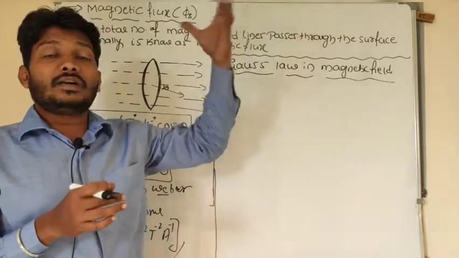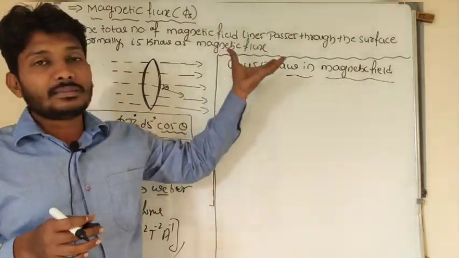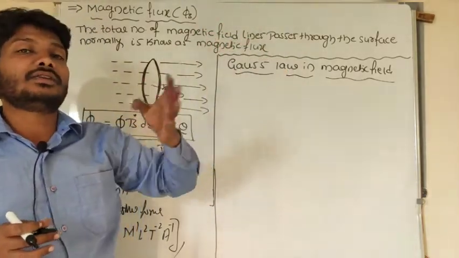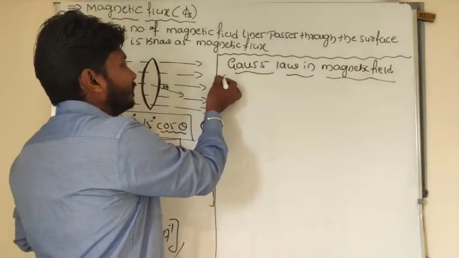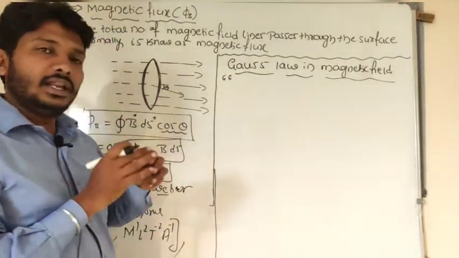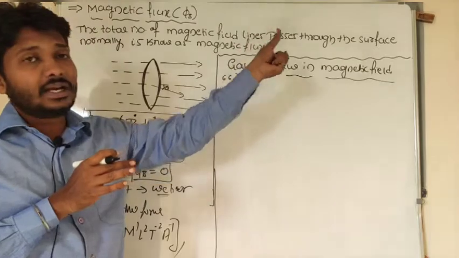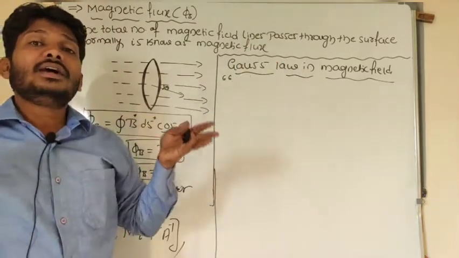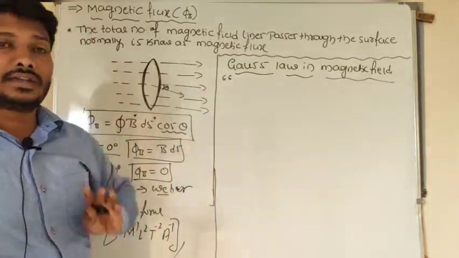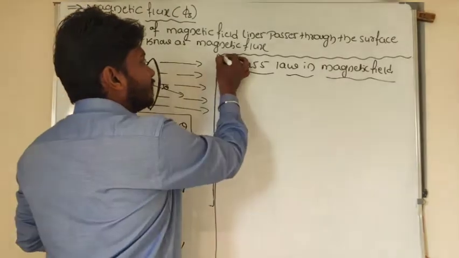So we got Gauss law in case of electrostatics. In a similar aspect I can define Gauss law in case of magnetic field here. In electrostatics it has one meaning, and in case of magnetic field it has a different meaning. So what does Gauss law suggest here?